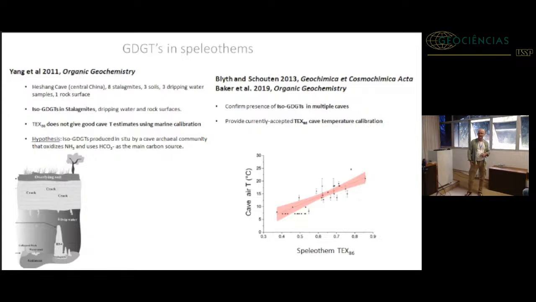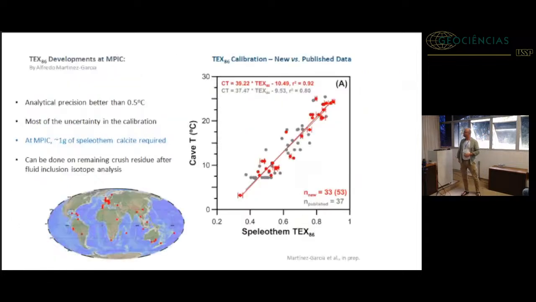So this is how that stuff works. This is the one we're still using, and this is what we're doing now at MPIC. The gray dots that you see there, same calibration curve, are the existing ones from the Baker et al. paper, and the red dots are the new ones that we put in. There are many people that have provided us with speleothems, so thank you all very much. And it looks like we confirm the existing calibration. We've made it a little bit better towards the edges, and it seems to be very robust, actually, right?